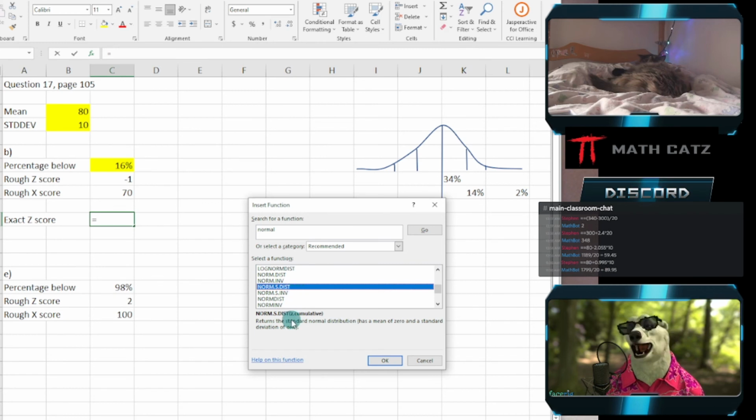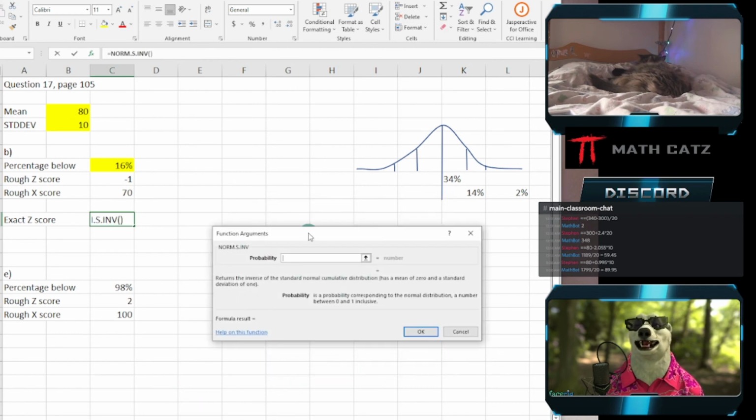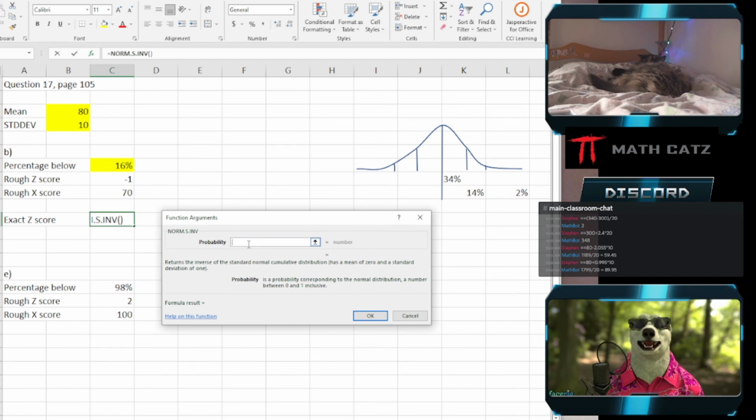This one is where I'm given a z-score and I want to find the percentage below. That's not the case. The inverse is the flipped around version, the reverse. So I'm given a probability, and it returns the inverse of the standard normal cumulative distribution, so everything below. That's what I want. So we are guided by just the probability. Now I can put in the probability or I can reference that.